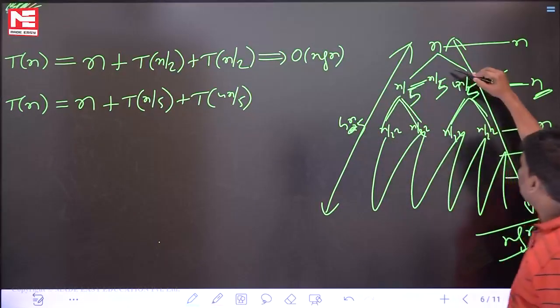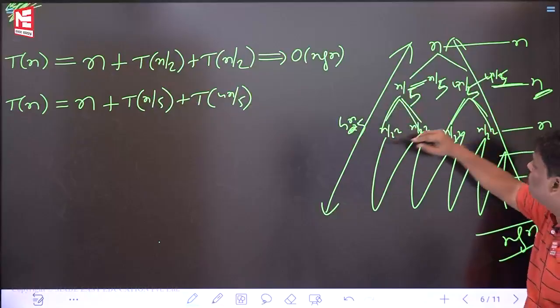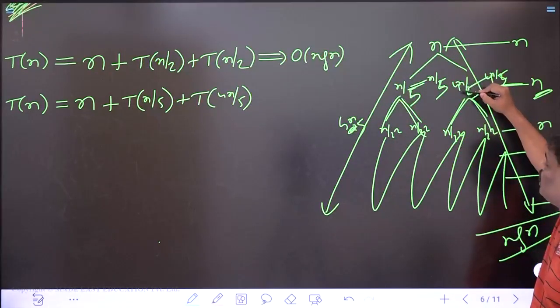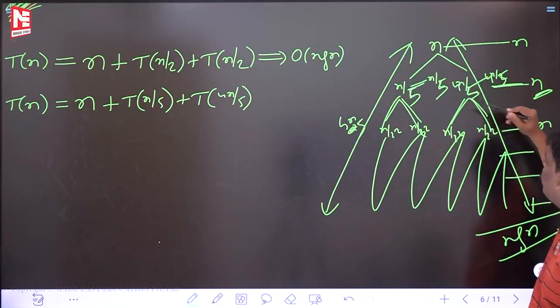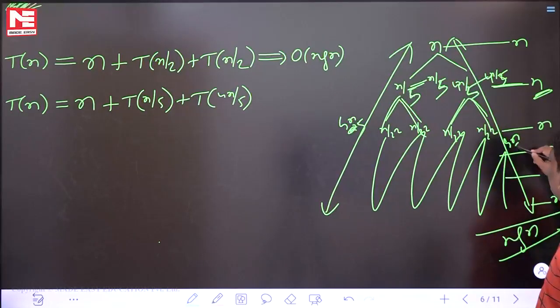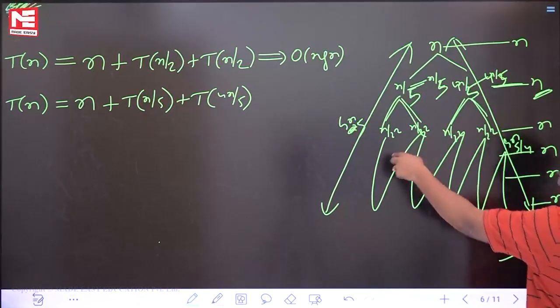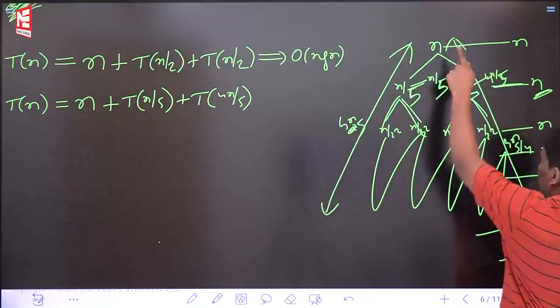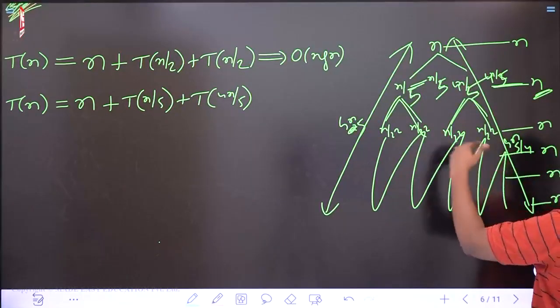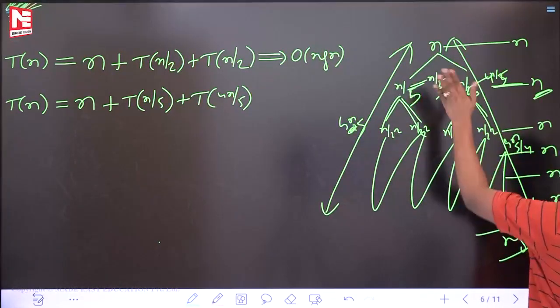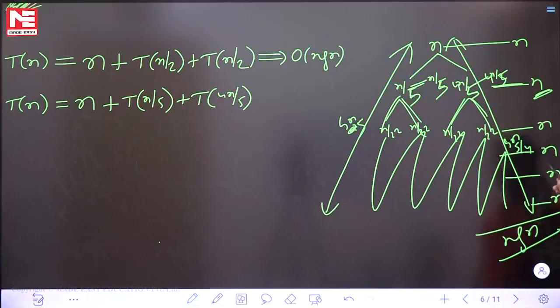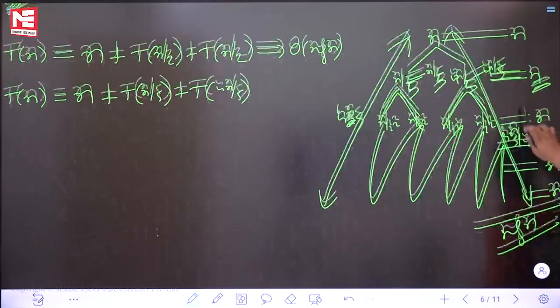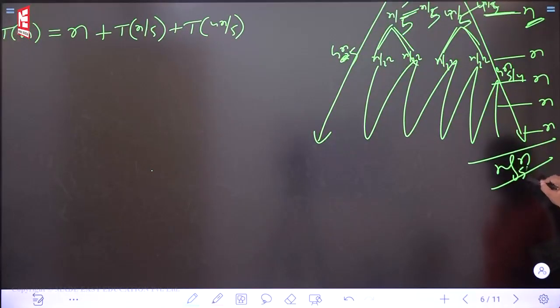Right always divides by 5/4, since multiplying by 4/5 means dividing by 5/4. So right is going to be log n base 5/4. Left is going to be log n base 5 levels, right is going to be log n base 5/4. Can you say, log n base 5 or log n base 5/4, which is bigger? Log n base 5/4 is bigger. So finally, what is the answer? n into log n base 5/4.